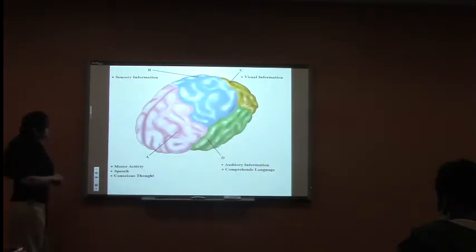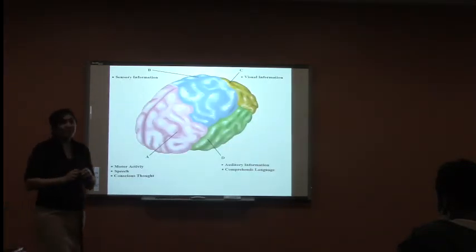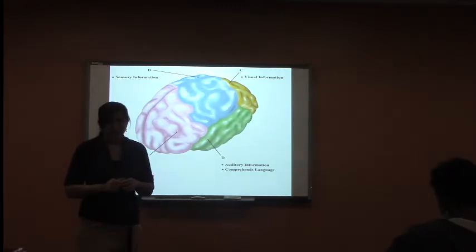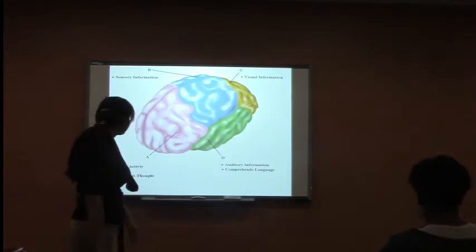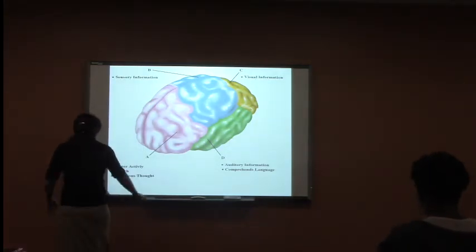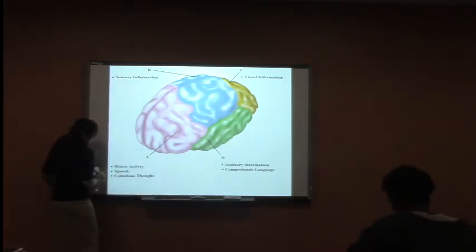Now, let's talk a little bit more about the cerebrum. As I said, the cerebrum is made up of two hemispheres. Each hemisphere has four lobes. It has the frontal lobe.